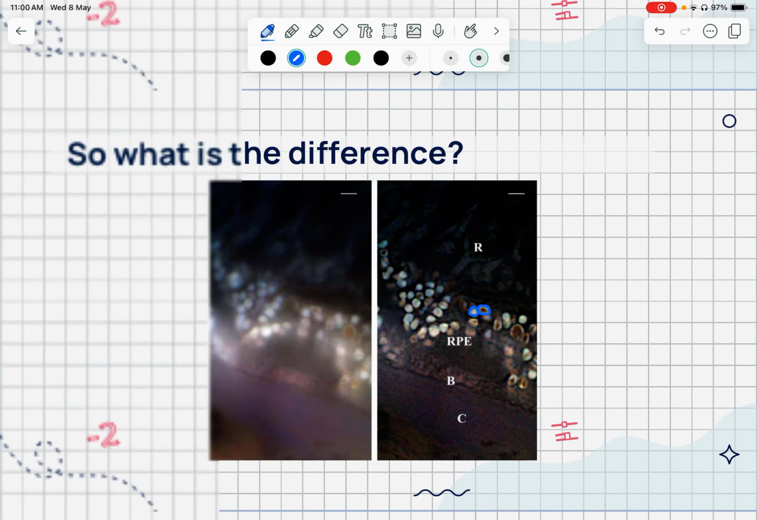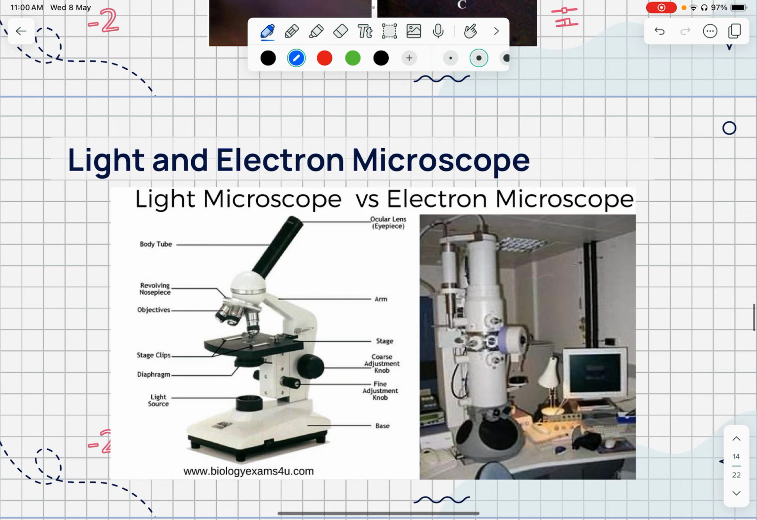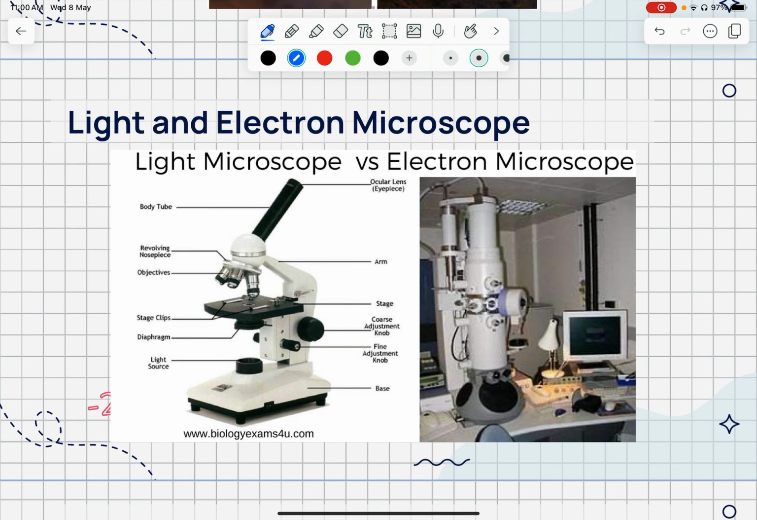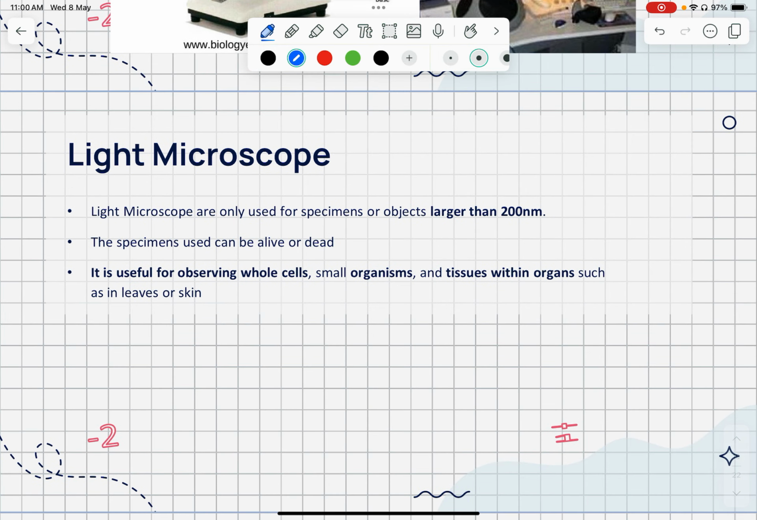All right, so now we'll look at the light and electron microscope. From the word light, it means that it uses the visible light wavelength. And an electron microscope is where you fire a beam of electrons. You do not need to know all of the labelings, but this is just the difference in how they look. A light microscope can only be used for specimens larger than 200 nanometers, which we already mentioned is half of the visible light wavelength. The specimens you can view can be either alive or dead.